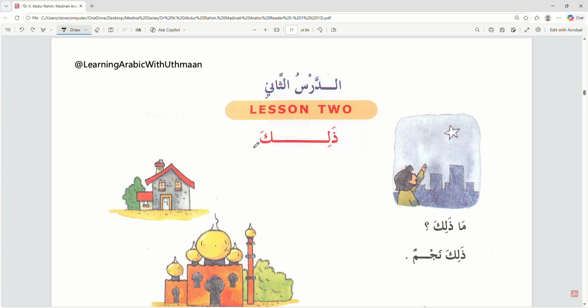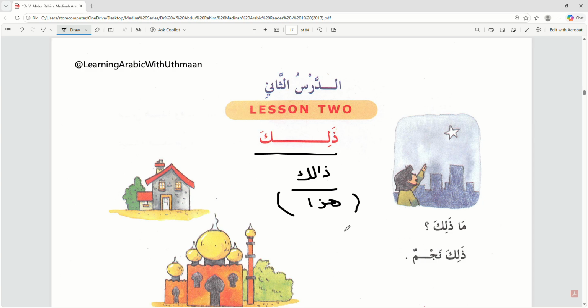Let's begin الدرس الثاني, lesson 2. ذلك. Notice ذلك, you hear the alif sound. The alif is omitted when we write the word, but it's pronounced. So ذلك, we don't say it as written, we say ذلك. Okay, that's the first thing. Just as we learned in lesson 1 for هذا, the alif is omitted, and it's written هذا. I'm using my mouse here, so bear with me as I try to perfect my writing.